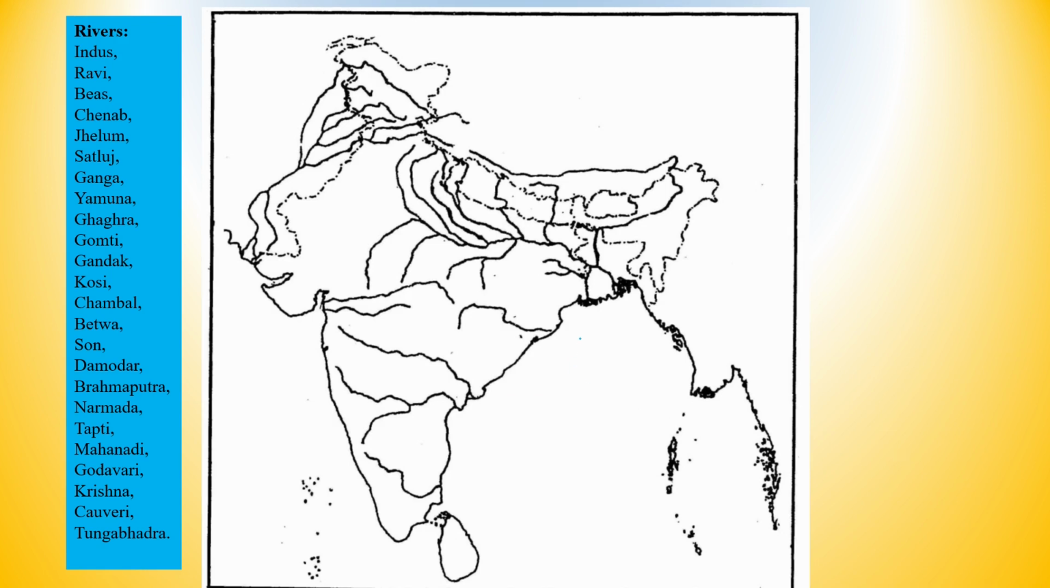Now in this, according to the syllabus, we have Indus River, Ravi River, Bias, Chenab, Jhelum, Satluj, Ganga, Yamuna, Ghagra, Gomti, Gandak, Kosi, Chambal, Betwa, Son, Damodar, Brahmaputra, Narmada, Tapi or Tapti, Mahanadi, Godavari, Krishna, Kaveri and Tungabhadra.